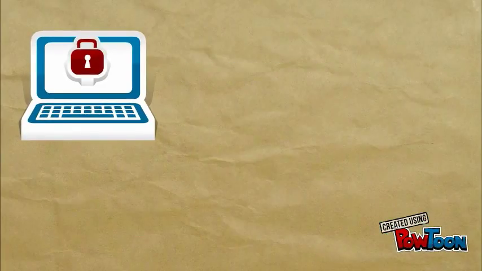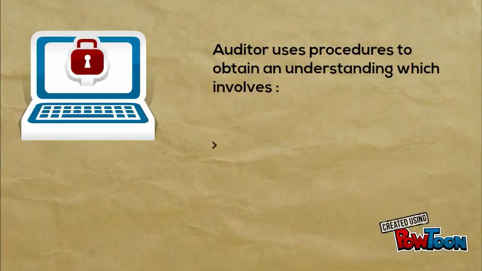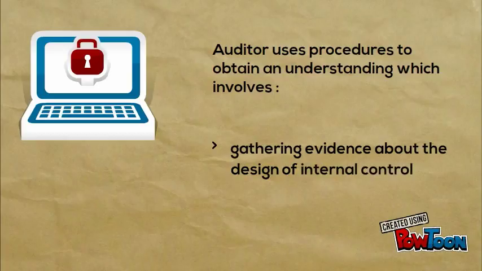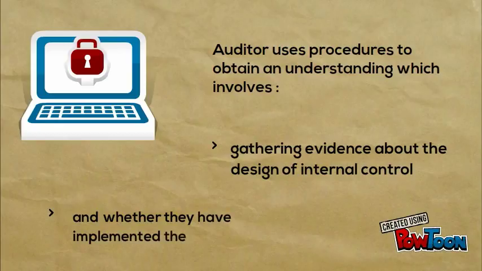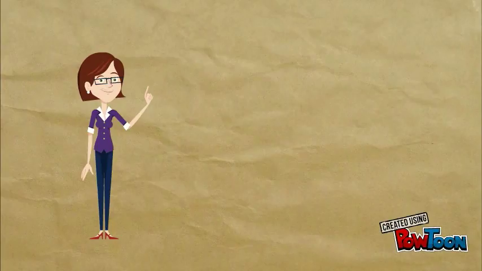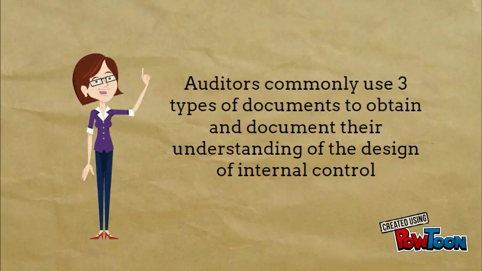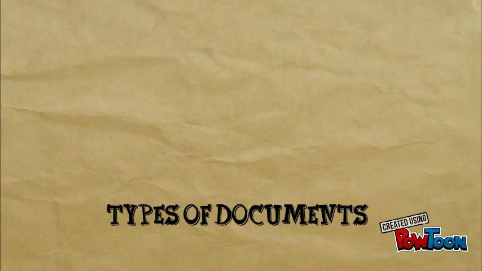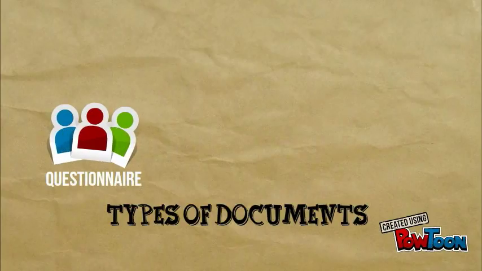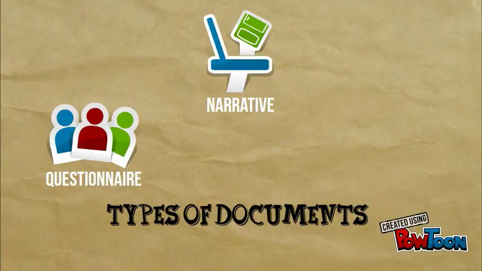The auditor uses procedures to obtain an understanding, which involves gathering evidence about the design of internal control and whether they have implemented the internal control. Auditors commonly use three types of documents to obtain and document their understanding of the design of internal control. The types of documents are internal control questionnaire, narrative, and flowchart.